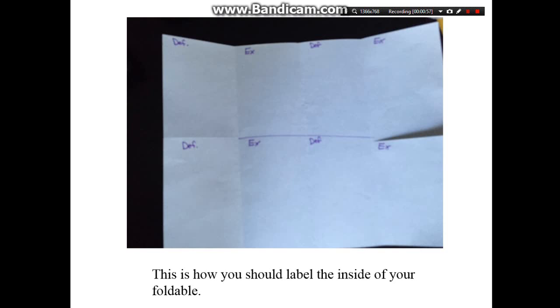Then the inside of your foldable should look like this. The outside of the flap should always be ready for you to write the definition down, that will be underlined. And the other side of the flap, you'll be writing the example for each of the 4 concepts that you are learning today. Take a minute, get that done, and then hit play.